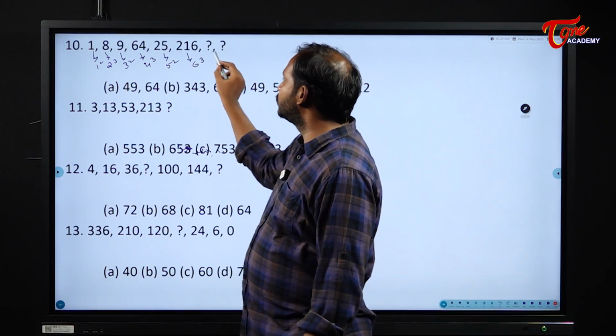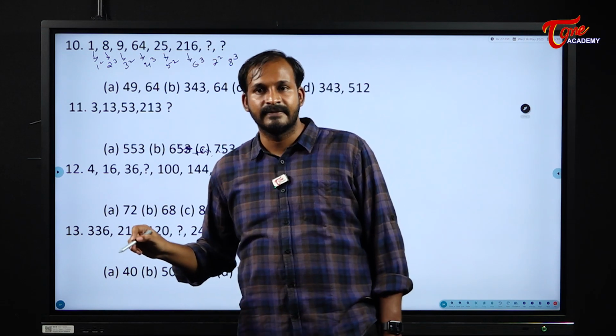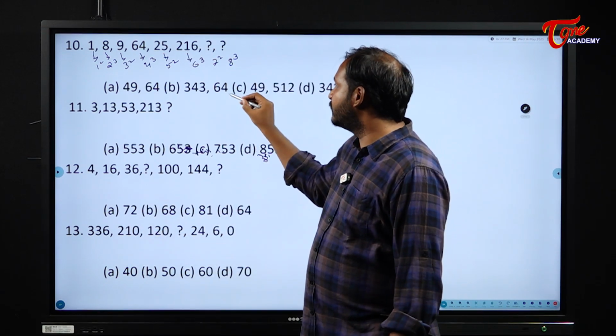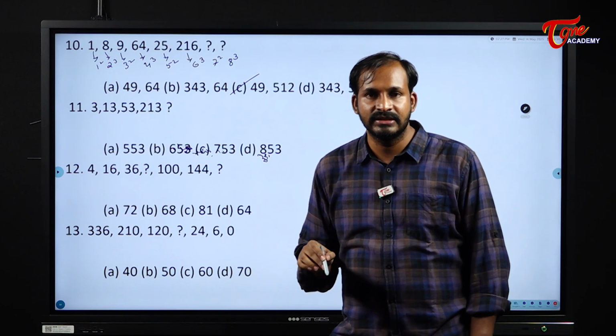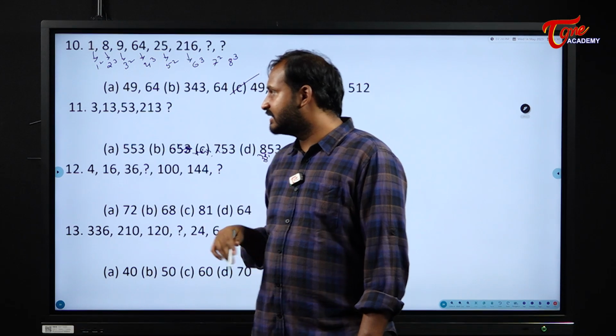We can take any one of those two things. Now, next one, what should it be? According to this logic, 7 square and 8 cube. 7 square is what for us? 7 square is 49 and 8 cube is 512. So, our answer here becomes 49 and 512.